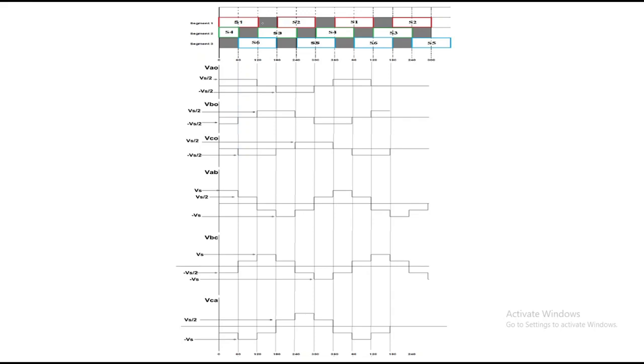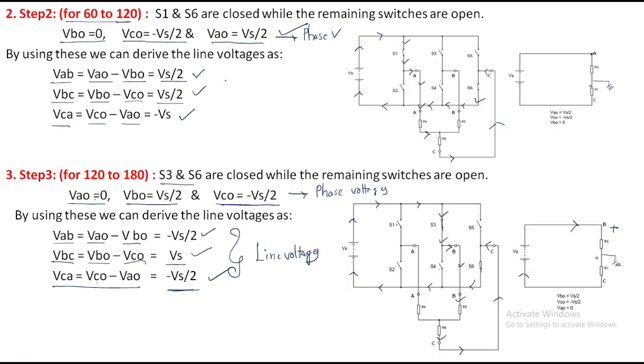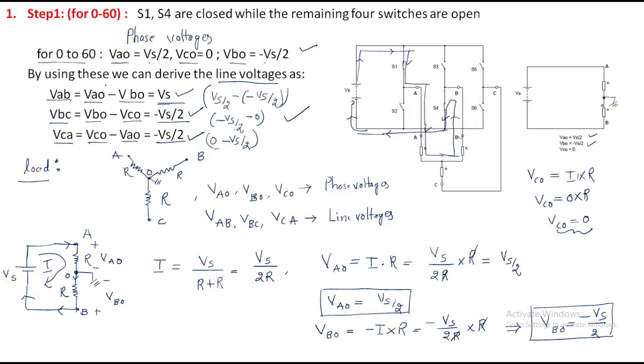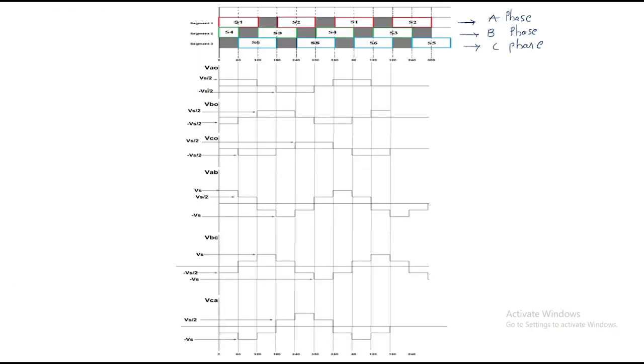This is the switching segments. Which segment switches will be on? This first segment is used for the A phase, this is for the B phase, and segment 3 for the C phase. This is the switching. From 0 to 60 degrees, step 1, what is the VA naught value? Vs by 2. So just draw here VA naught equal to Vs by 2 from 0 to 60 degrees, because this is 0.